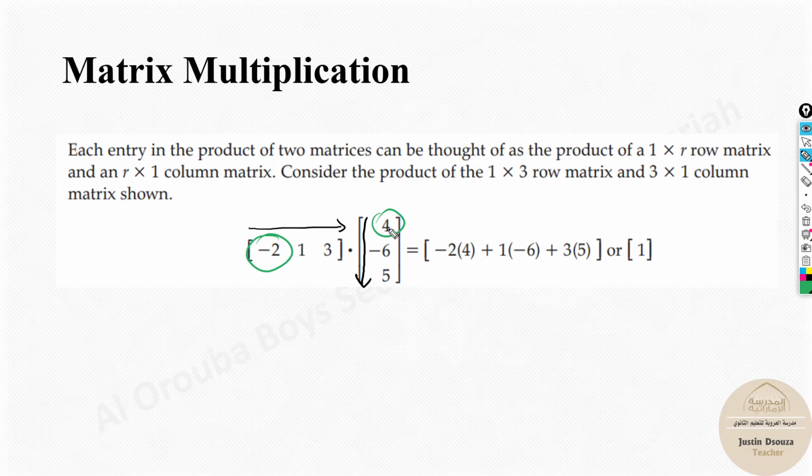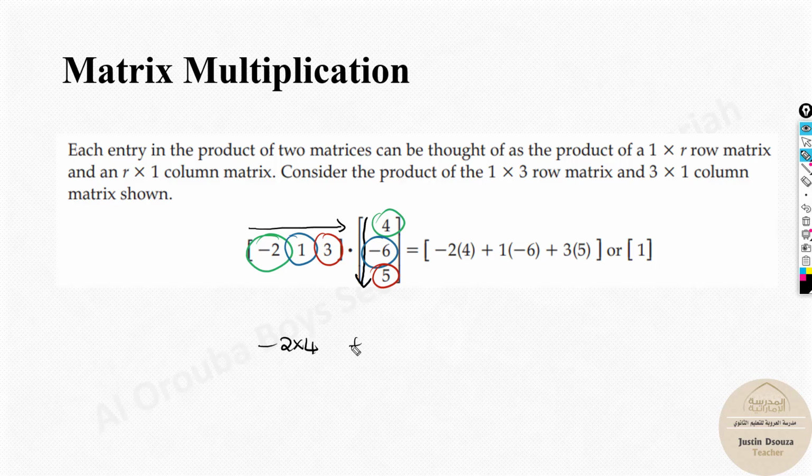The second unit, let me change it over here. The second unit, that's 1, with the second unit over here. And this third digit with third digit. Now, these colors are very important because this term will be multiplied over here with this term. Now, what does it mean? It means -2 will be multiplied with 4.